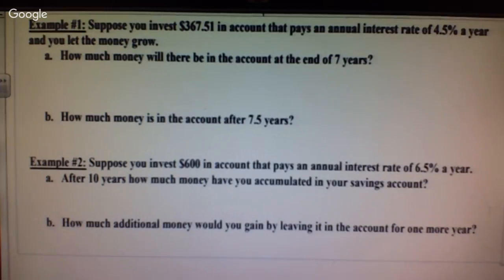Suppose you invest $367.51 into an account that pays an annual interest rate of 4.5% a year.